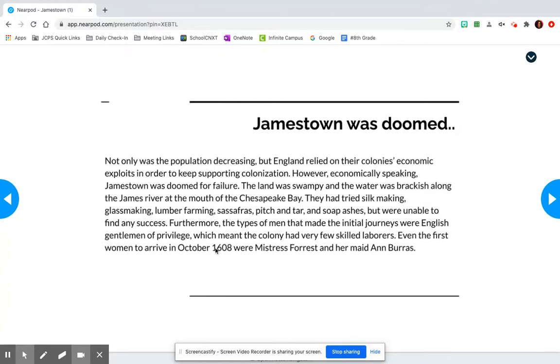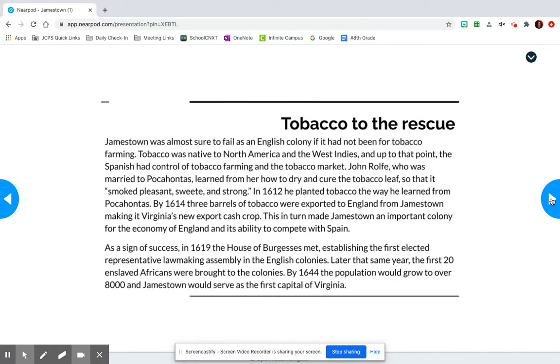Furthermore, the types of men that made the initial journeys were English gentlemen of privilege, which meant that the colony had very few skilled laborers. Even the first women to arrive in October 1608 were Mistress Forrest and her maid Anne Burris. Jamestown was almost sure to fail as an English colony if it had not been for the tobacco farming.